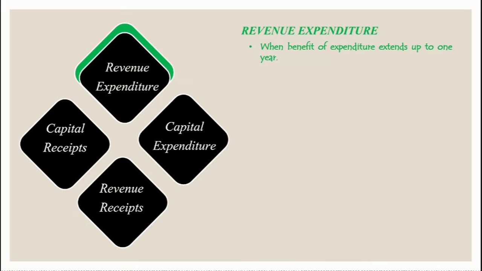Majorly what happens, we take the services and then we pay the wages. So that means we have already taken the benefits. The benefits are already exhausted. So such expenditure, such payments where the benefits are already exhausted or can exhaust within a year, are called revenue expenditure.